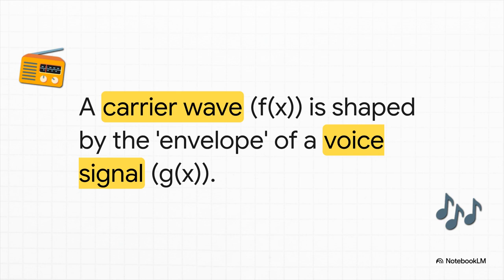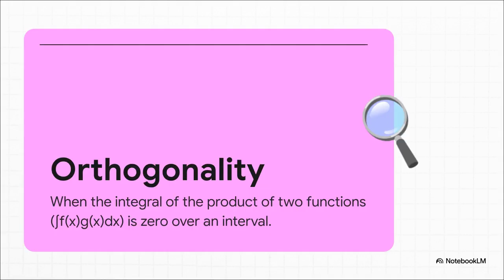That's the signal that goes out over the air. My voice literally created the environment for that carrier wave. Okay, so if one function creates an environment for another, what happens when they are, in a sense, perfectly immune to each other? This brings us to a super important idea in math called orthogonality.